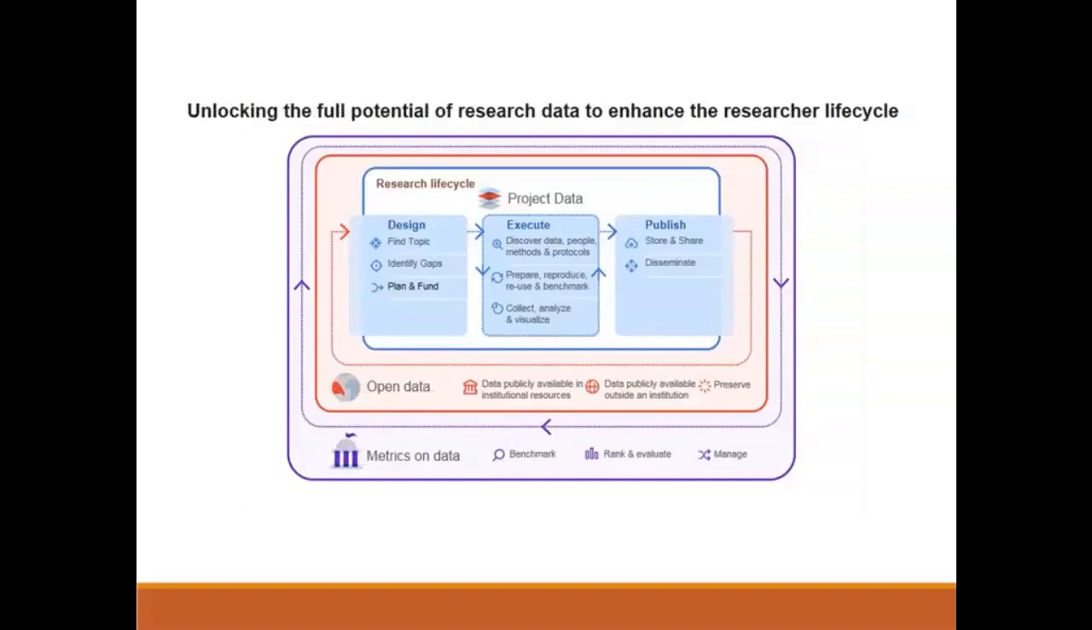So when we talk about research data, we also need to talk about the life cycles in which research data exists. So right here, you do see the 3 research life cycles. So the first research life cycle is project data. The second research life cycle is open data. And then the third are the metrics on the data itself.